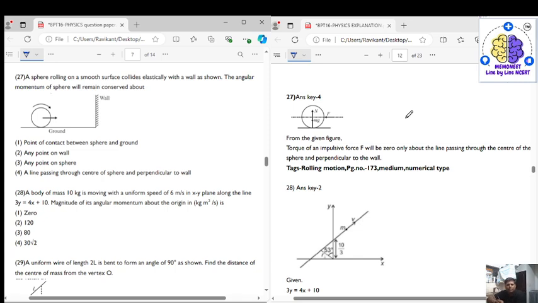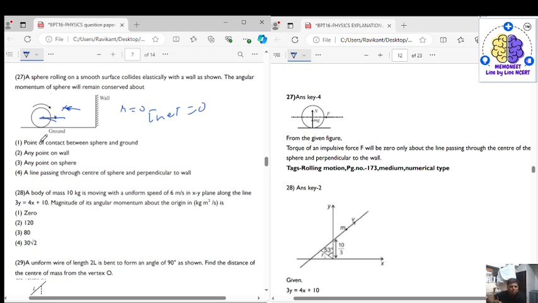Question number 27 says that a sphere rolling on a smooth surface collides elastically with a wall, as shown. The angular momentum of the sphere will remain constant. When it collides, the impulse acting will be along the radius and will pass through the center, right? So if it passes through the center, the direction of the force and the position vector r are parallel, so r cross F equals 0. So tau net will be equal to 0, and momentum will remain conserved about its center.